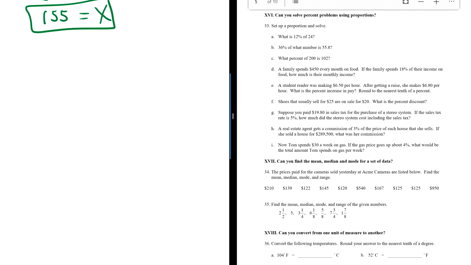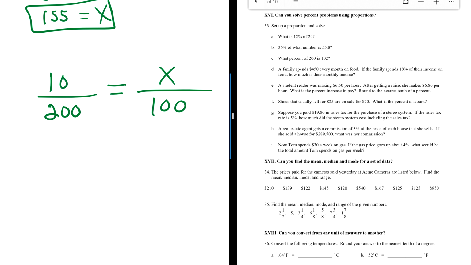What percent of 200 is 102? Equal 100. Now it's saying what percent? Well, I don't have a number with a percentage sign, so that's what they're looking for. What percent? That's what x is. What percent of 200? 200 is in the denominator, follows the word of, and 102 is up top. What percent of 200 is 102? And that is my problem.